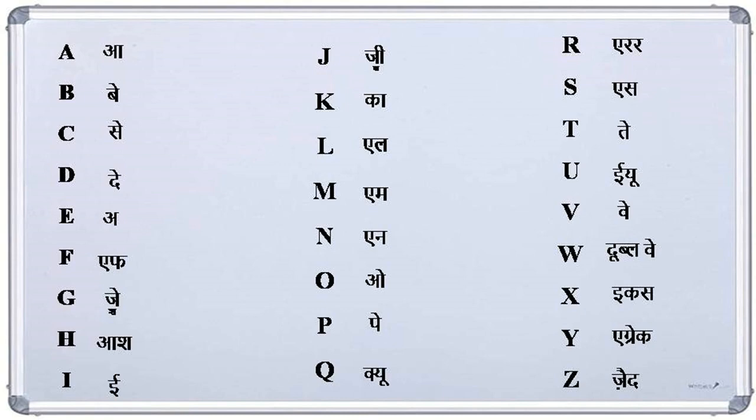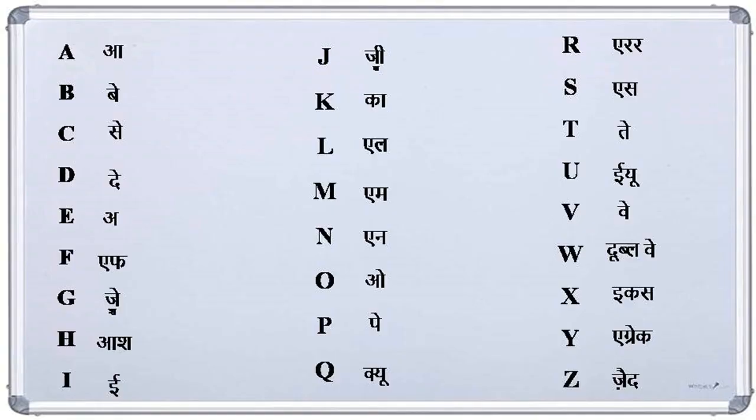T, U, it's not U, it's U. V, W. So as you can see, W is written as double V. So similarly, it's double V, double V, double V. X, Y, Z. So it's not Z, it's Z.